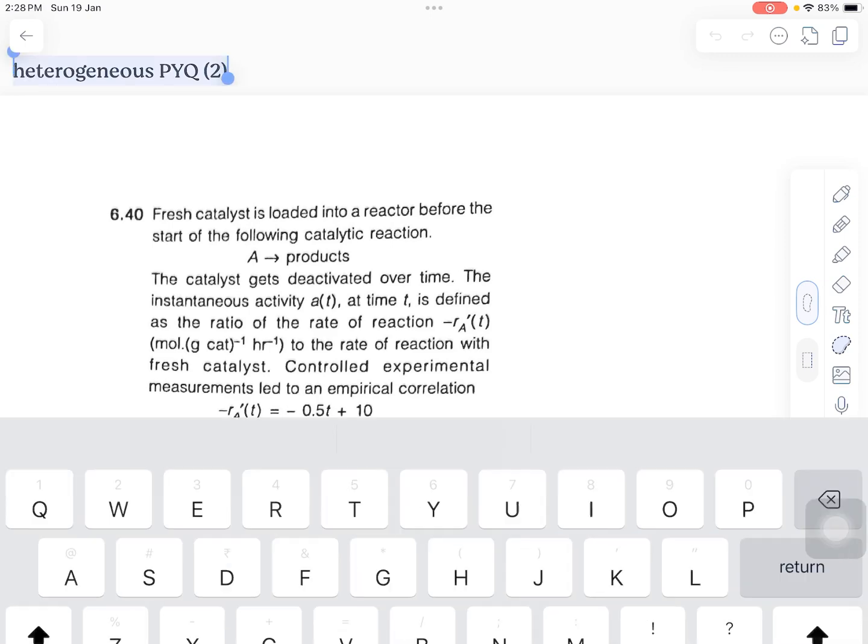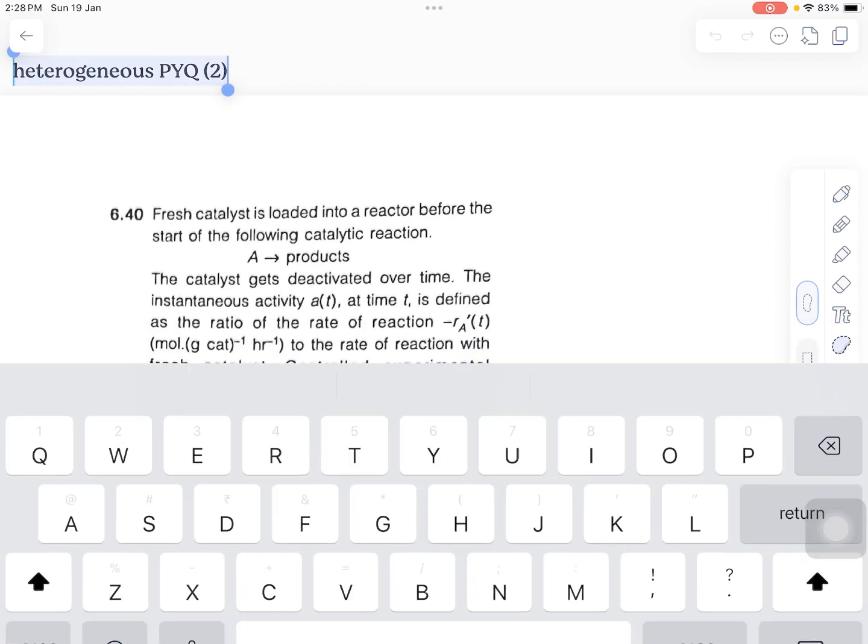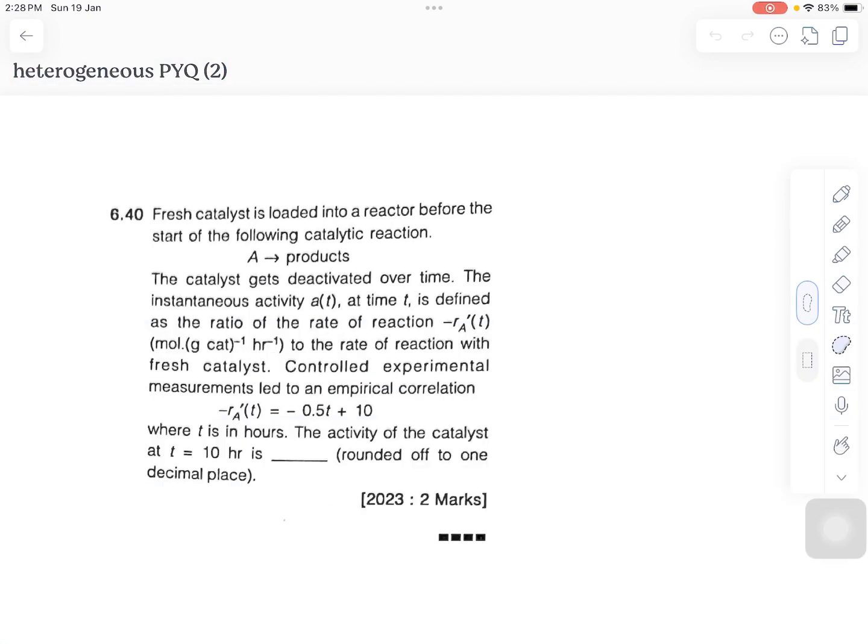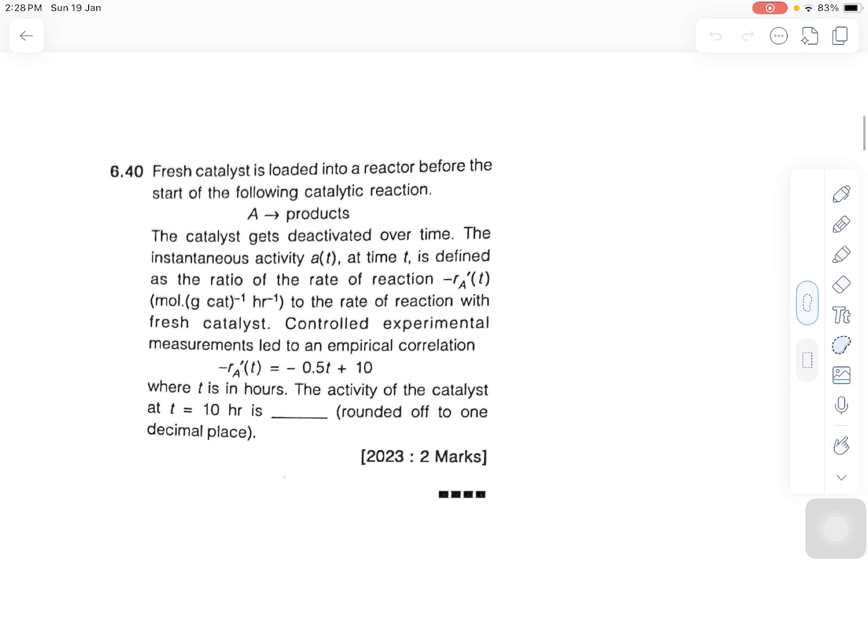Everyone, welcome to all of you in my lecture today. In this lecture I am going to discuss the previous year question of heterogeneous catalytic reaction system in GATE chemical engineering. So let's start with the question first.